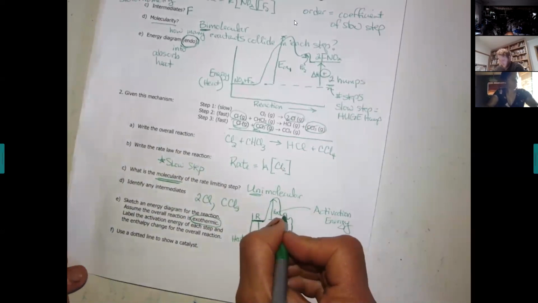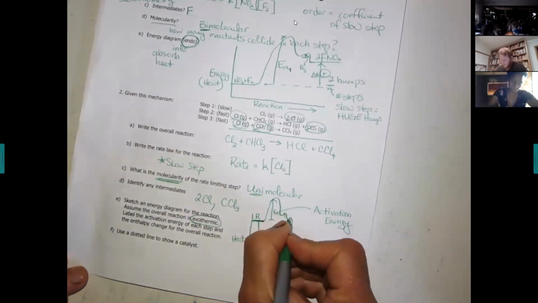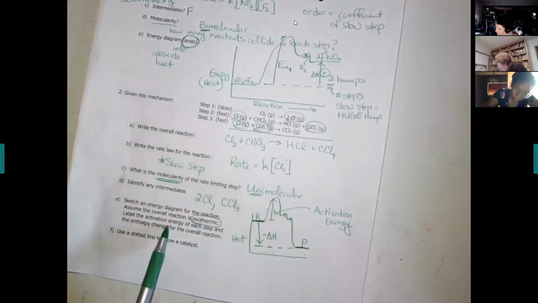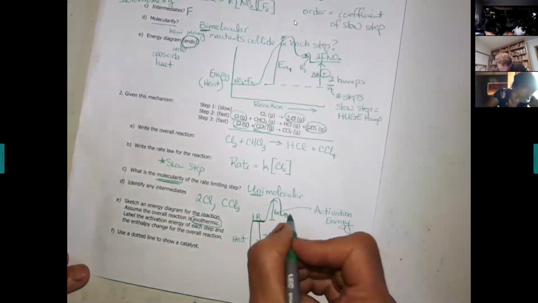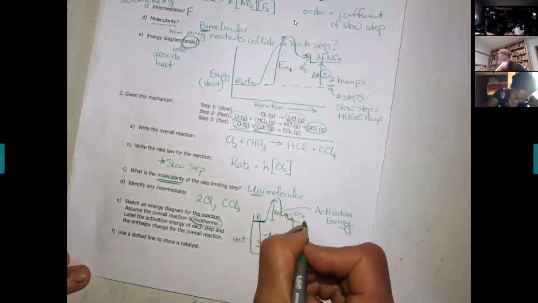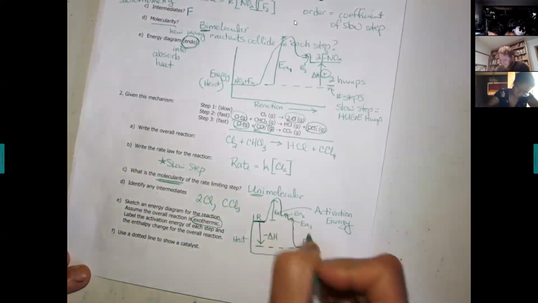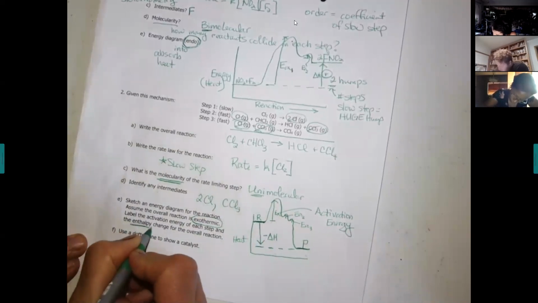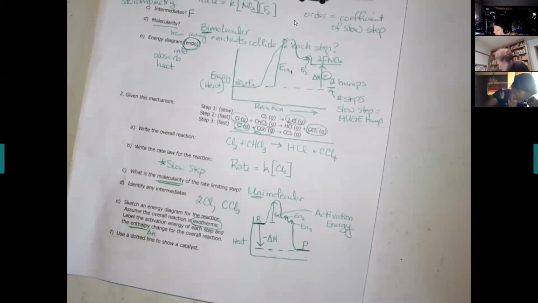And then you have 2 other little humps. So you technically have 3 little activation energies. So I will tell you if it's exo or endo. I will have you label it for each step. So that would be EA2, and that would be EA3. The overall enthalpy is delta H.